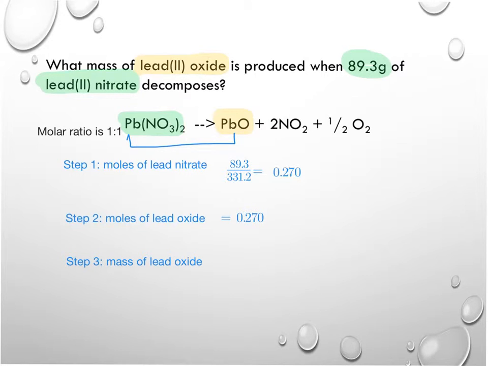We now rearrange the equation to work out the mass of lead oxide. This is equal to the moles of lead oxide times by the Mr. So we have 0.270 times 223.2, which is 60.2 grams.